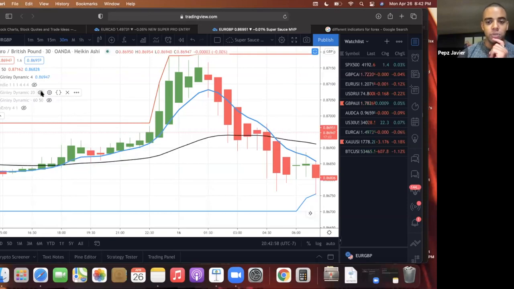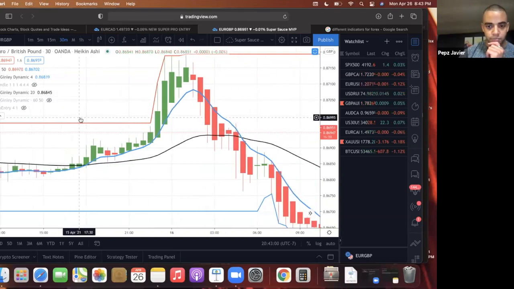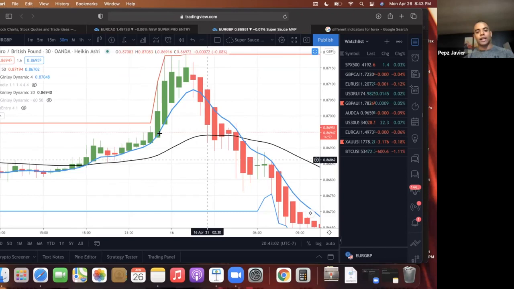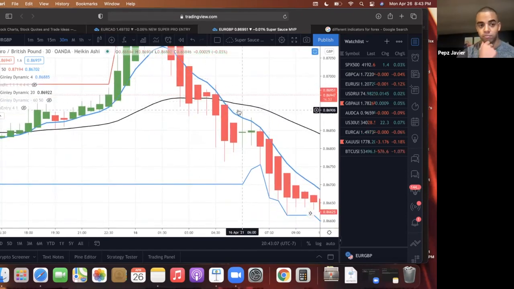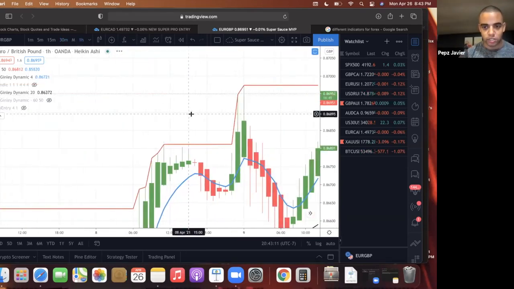Now, let's get into McGinley 20 for a second. Once price is below the 20 McGinley, specifically on a time frame like the 30, or let's see, let's go to the 1 hour for a second too.